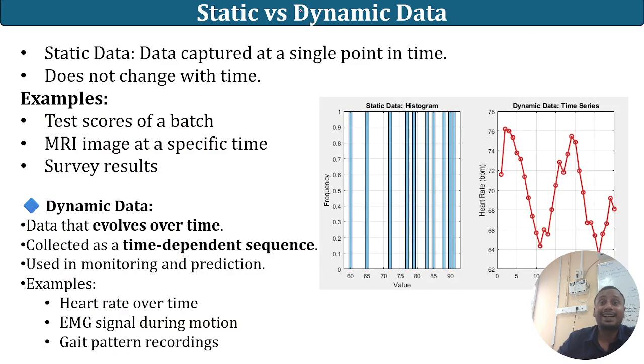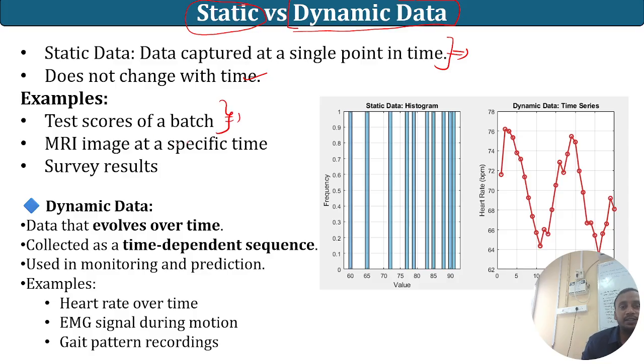Then we have static versus dynamic data. Static data, does anyone have an idea, by the name itself? Once we have seen the data, we have to see whether the data is static or dynamic. Static data is data captured at a single point in time, that is not going to change with time. For example, the test scores of a batch do not change with time.